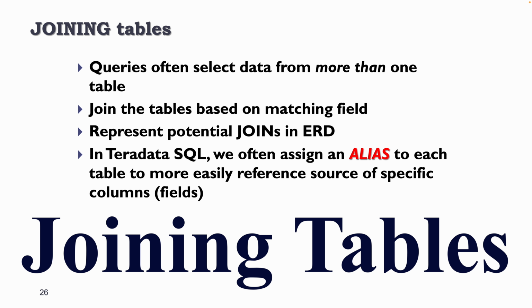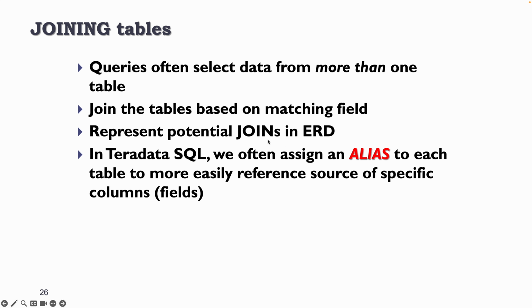Sometimes we need query that has information from more than one table. So queries often select data from more than one table, join the tables based on matching field. So we have the columns in those tables and they can be used. Represent potential join in ERD, entity relationship diagram. Especially when you are using it for the first time, it is always a good idea. But once you understand everything, sometimes you may be able to use it without a need for ERD.